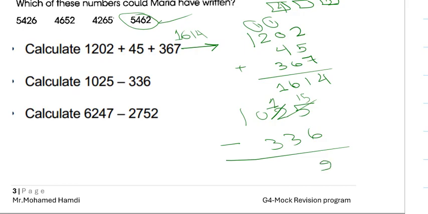Let's complete subtraction. 1 minus 3 can't be. So you will borrow 1 from 0, also can't be. So you will borrow 1 from the 1000 here. This one will be 0. And this 0 will be 10, and after that it will be 9. And this one will be 11. 11 minus 3 equals 8. 9 minus 3 equals 6. And the last digit will be 0.